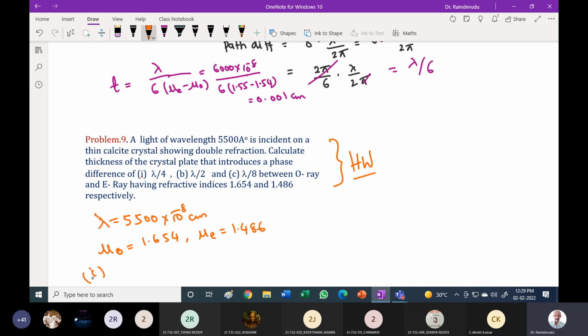Now they want to calculate three different parts. One, what should be the thickness if it is a quarter wave plate? What is the thickness if it is a half wave plate? And what is the thickness if it is a lambda by 8 plate? You can use the above formulas to calculate the thickness T for these three different cases. As homework, you do this and find it out.